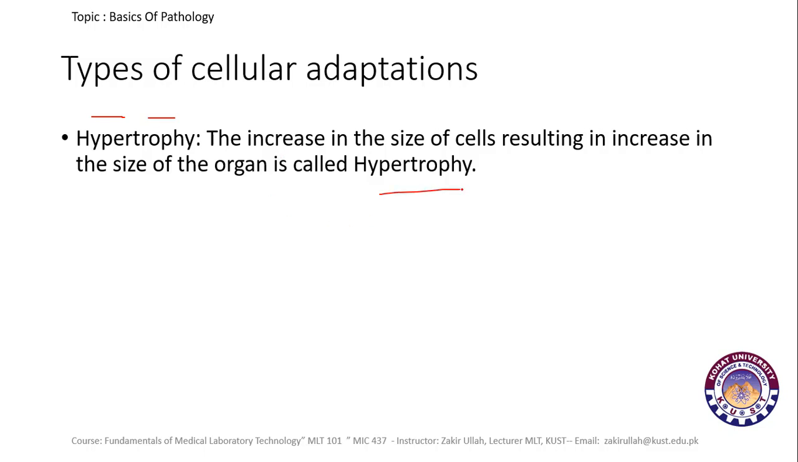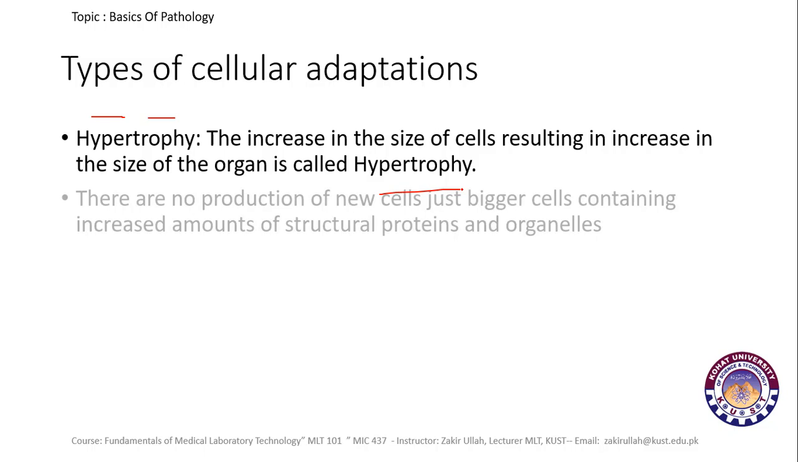For example, if an organ has 100 cells and all the cells increase their size, the number of cells remains the same, but the size of each cell increases. So if all cells increase their size, the overall size of the organ will be increased, and this type of condition is called hypertrophy.